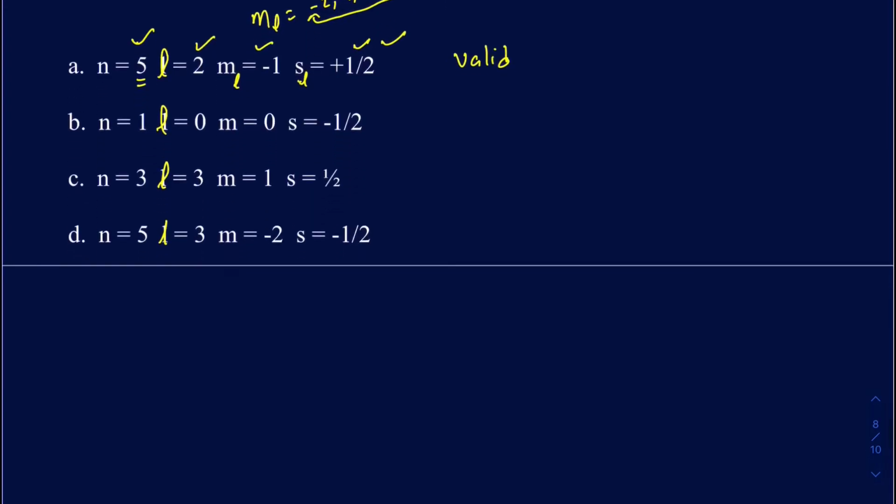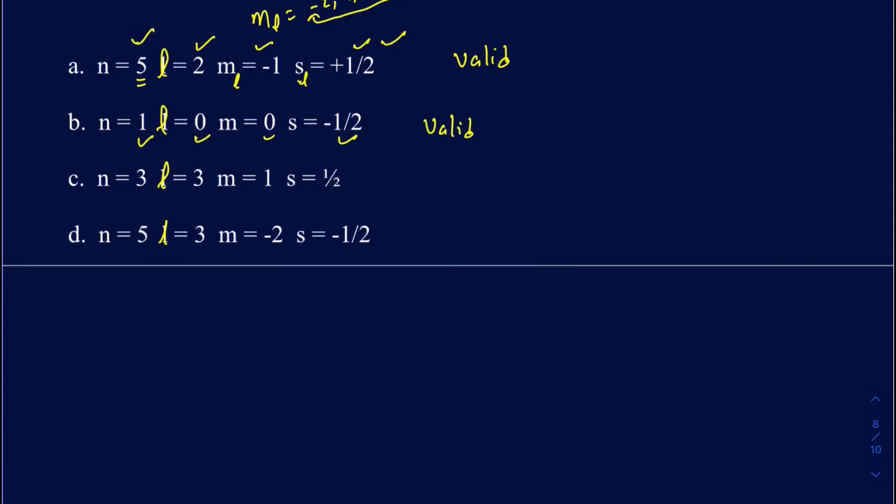Let's look at the next one. Your n value is 1, so the only possible value for l is 0, which is fine. If l is 0, the only possible value for m of l is 0 as well, because minus 0 and plus 0 doesn't make any sense. And the s value could be either positive half or negative half, so either one is fine. That's a valid set of quantum numbers as well.